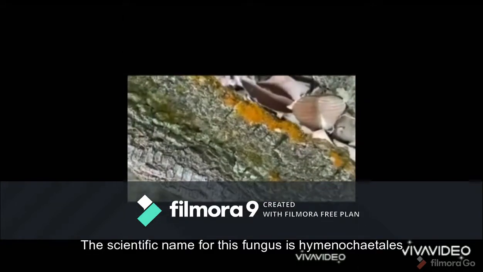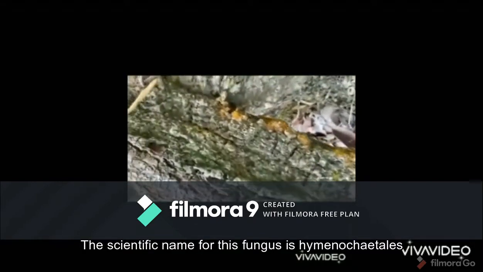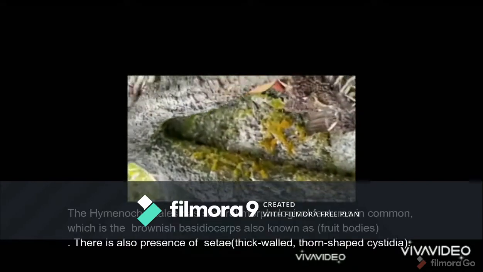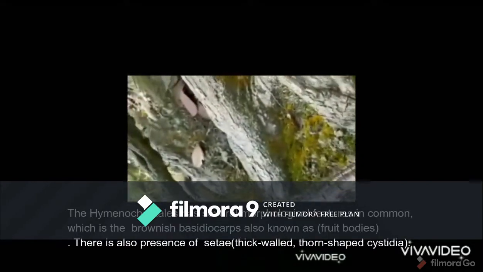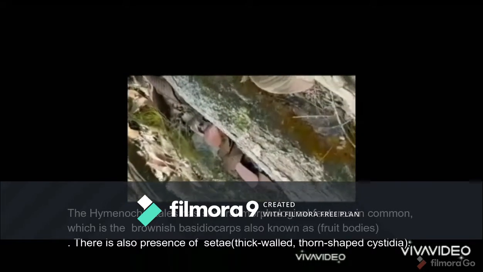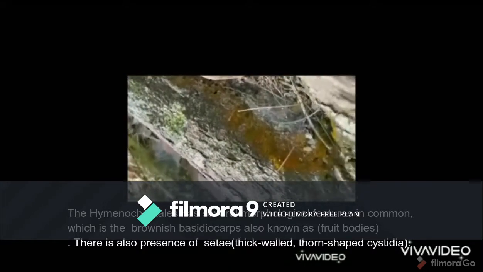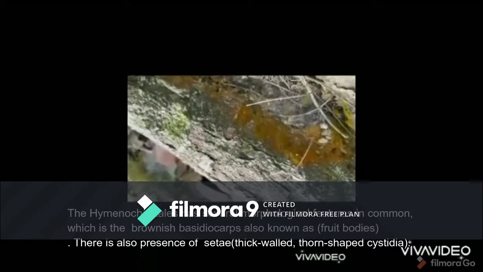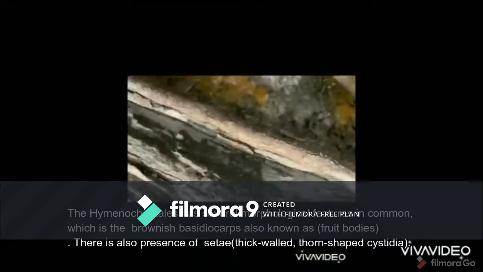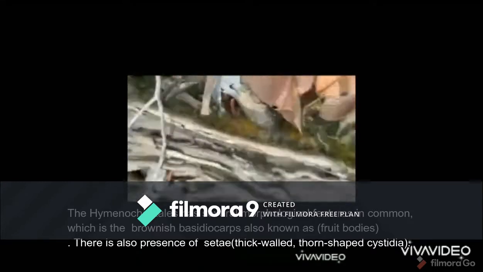The scientific name for this fungus is Hymenochaete. The Hymenochaete has several morphological features in common, which is the brownish basidiocarps, also known as fruit bodies. There is also the presence of setae, thick-walled thorn-shaped cystidia.